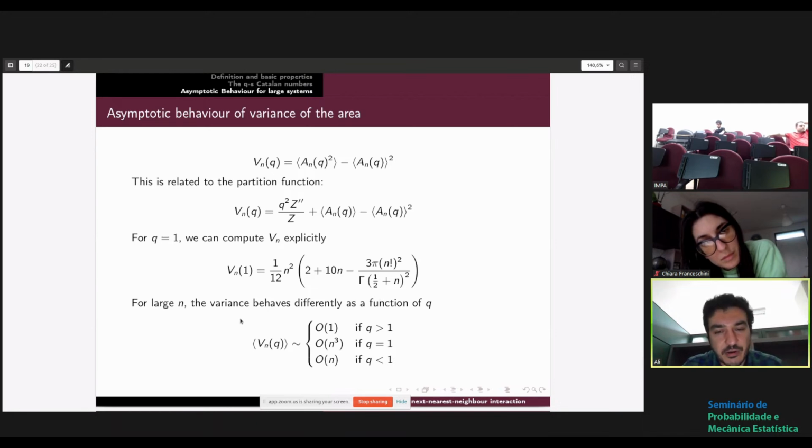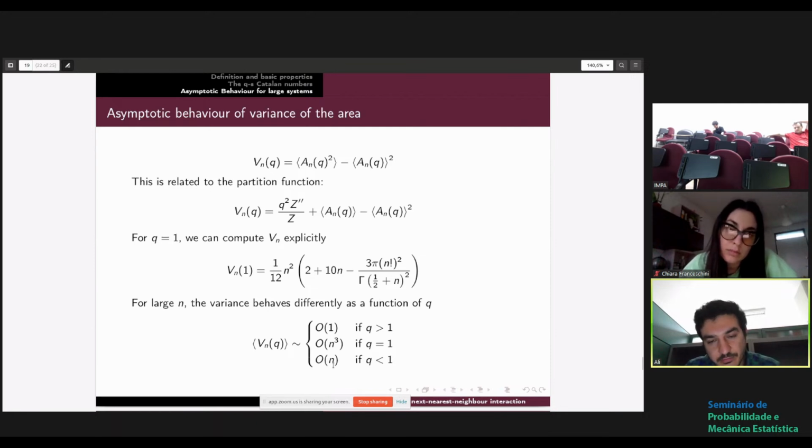For other values of Q, the behavior is even more astonishing. For Q bigger than 1, the variance is bounded. It's not dependent on n. So when you are close to the ferromagnetic state, you don't fluctuate much. For Q smaller than 1, when you are close to the antiferromagnetic state, you fluctuate on the order of n. But you fluctuate a lot when Q equals 1.